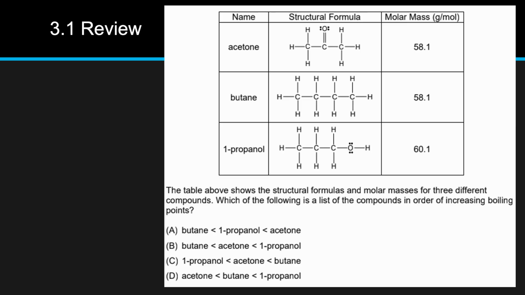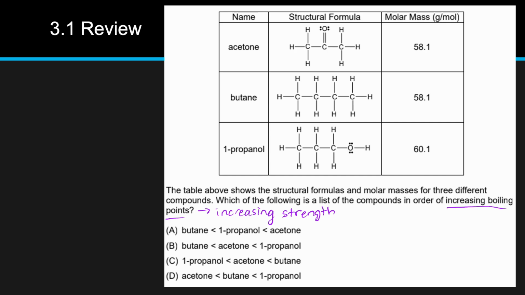Before we move on to 3.2, I did want to go over two practice questions to solidify your knowledge from 3.1. The first question says, the table above shows the structural formulas and molar masses for 3 different compounds. Which of the following is a list of the compounds in order of increasing boiling point? So if we want increasing boiling point, we are looking for increasing strength. So we need to look at these 3 covalent molecules and figure out which one has the strongest intermolecular forces and which one has the weakest intermolecular forces.